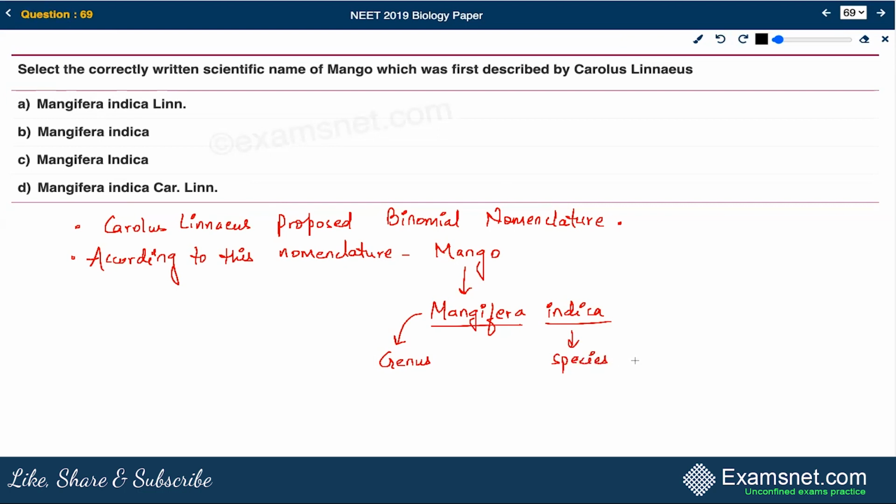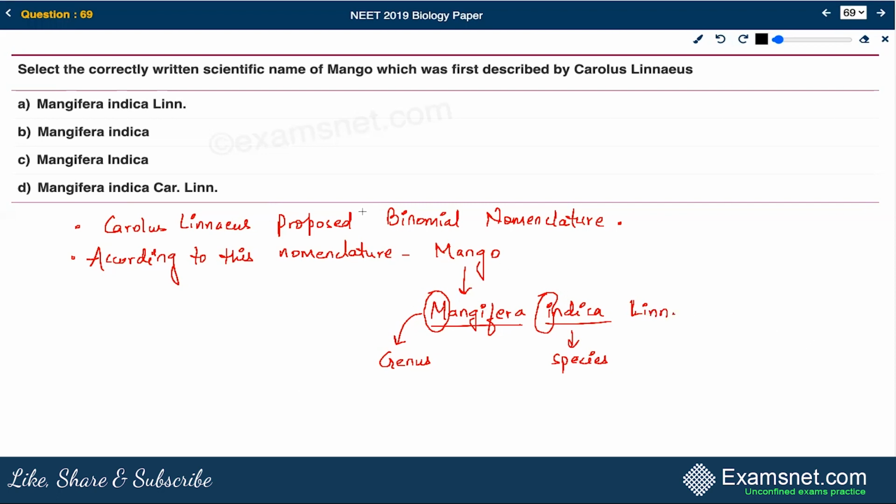All right, indica is going to indicate the species, and you have to note this point that M should be capital in the genus. That means the first letter of the genus should be capital, and the first letter of the species should be small over here. Clear? So this has to be the case. And apart from that, the person who has discovered it should also be mentioned. Like if this mango has been discovered by Carolus Linnaeus, we are going to represent it as Lin over here, like this.